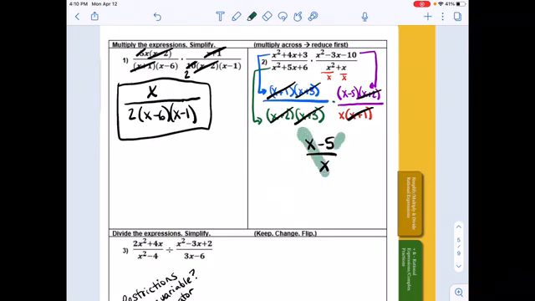Notice I can't reduce this x because this term over here does not also have x. So I am done. That is my simplest form.